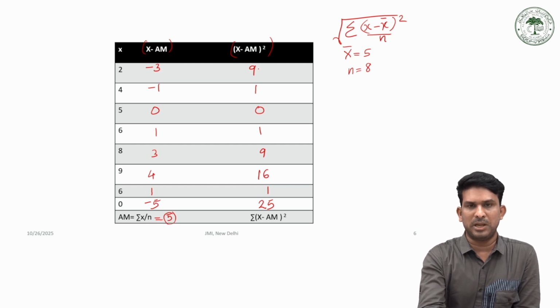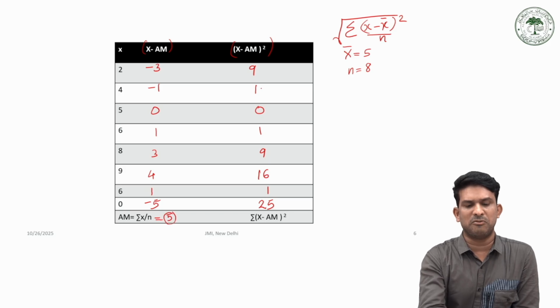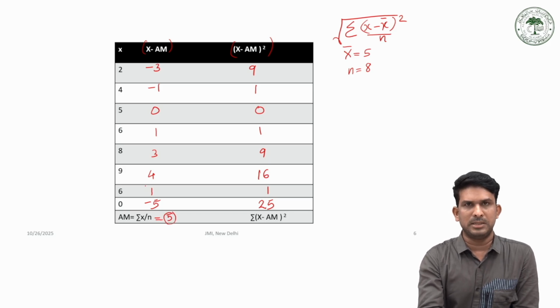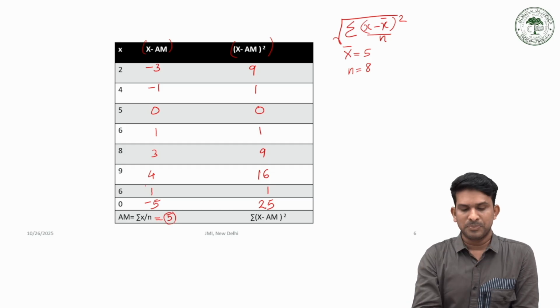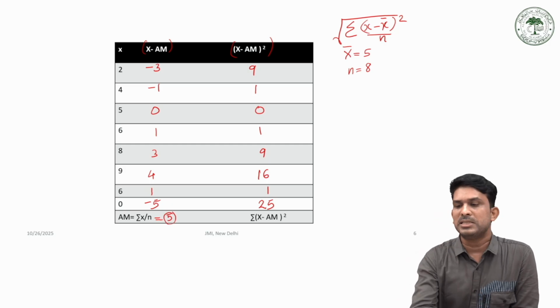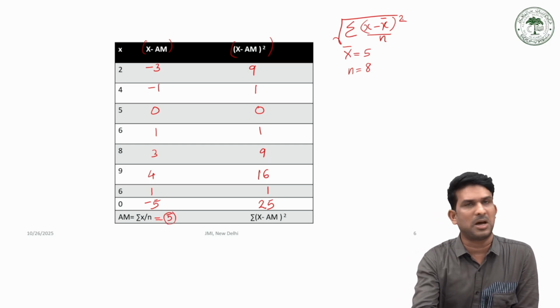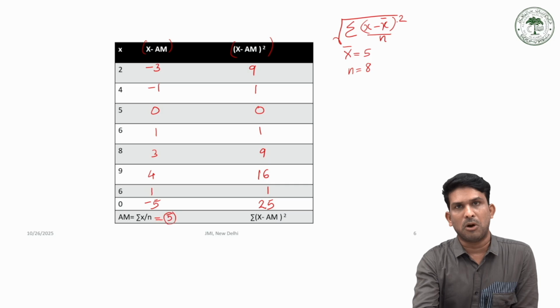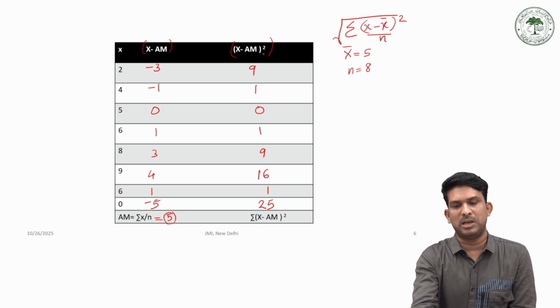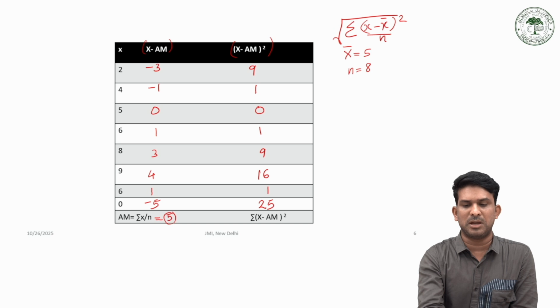Minus 3 the whole square is 9, minus 1 the whole square is 1, 0, 1 square is 1, 3 square is 9, 4 square is 16, 1 square is 1, and minus y the whole square is 25. Now what I need is x minus x bar the whole square, and I got it individually for the first observation.